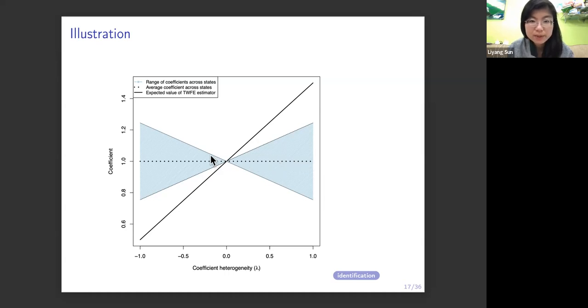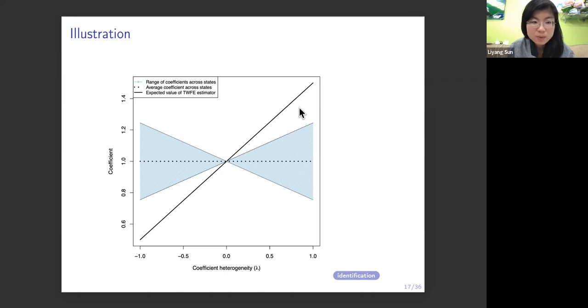We can also use the formula derived earlier in the claim to calculate the expected value of the two-way fixed effects estimator, and that's plotted in this black solid line. It's surprising in the sense that this line will not pass the average of the coefficients unless lambda is equal to 0. What's concerning is that when lambda is less than 0, the two-way fixed effects estimator would on average underestimate the coefficient for all states. And when lambda is greater than 0, it would overestimate the effect on average.